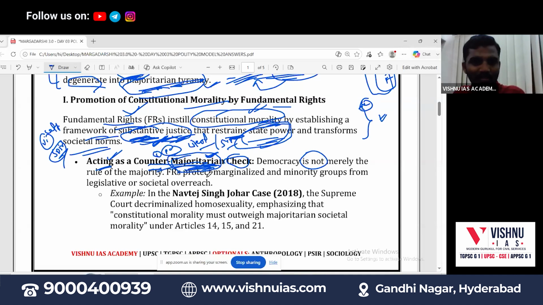So democracy is not merely the rule of the majority. Fundamental rights protect the marginalized people, even those who are not represented in the government. They have to be protected. That is the idea. So fundamental rights will protect everybody. Every individual is guaranteed the political rights. So marginalized people and minority groups are protected from what? The overreach. The overreach of whom? Legislative overreach and societal overreach.